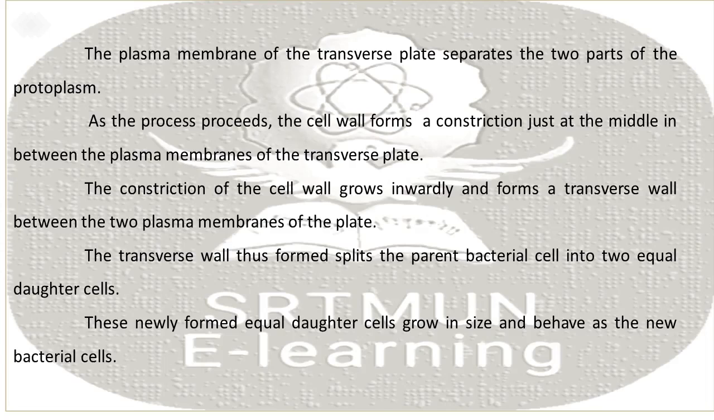Next, the plasma membrane of the transverse plate separates the two parts of the protoplasm. As the process proceeds, the cell wall forms a constriction just at the middle, in between the plasma membranes of the transverse plate. The constriction of the cell wall grows inwardly and forms a transverse wall between the two plasma membranes. The transverse wall thus formed splits the parent bacterial cell into two equal daughter cells. These newly formed daughter cells grow in size and become new bacterial cells.